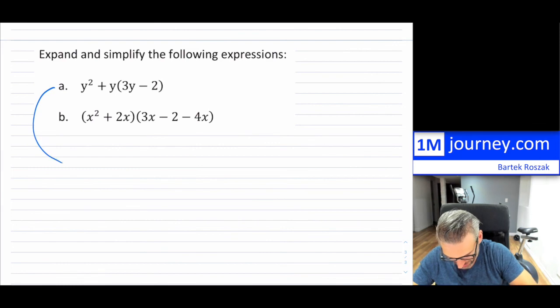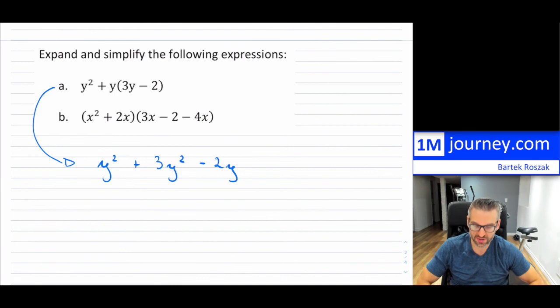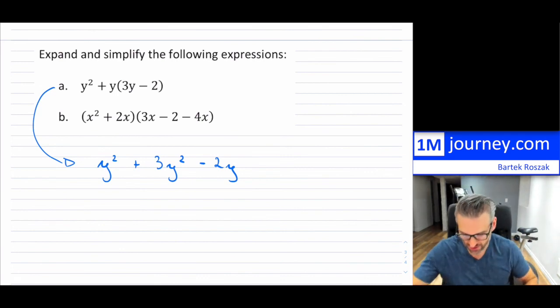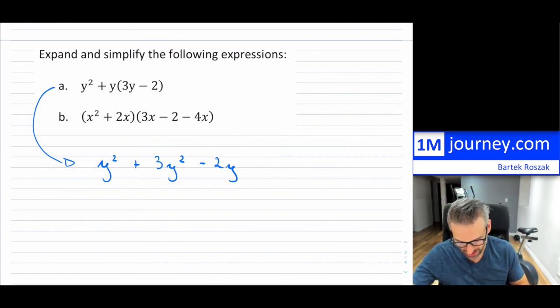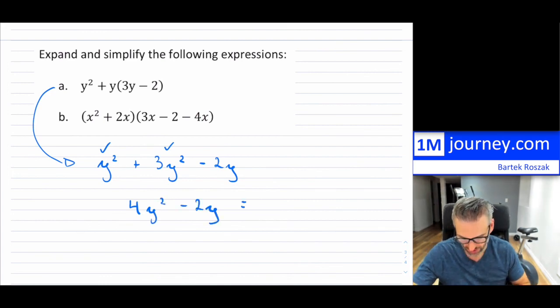So this is part A. I have y squared, and I can bring in that y, so let me do that. We're going to get 3y squared and then minus 2y. That's just simply distributing the y inside there. Now it says simplify, so this is really as simple as we can make it. The only thing is, notice that I do have like terms here, and that would be 4y squared minus 2y.